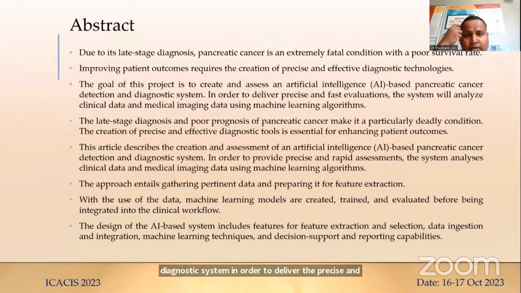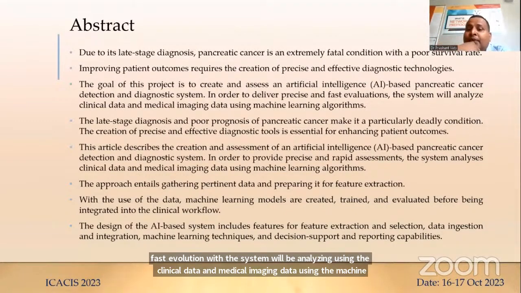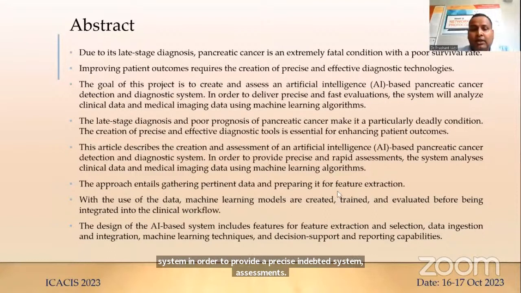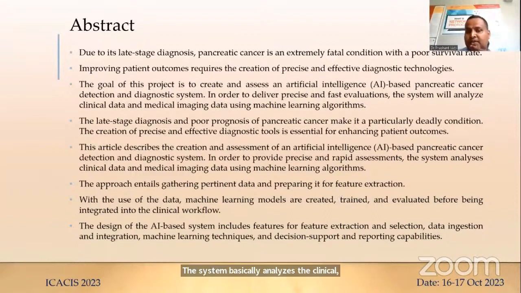The late-stage diagnosis, or poor prognosis, of pancreatic cancer makes it a particularly deadly condition, where a precise and effective diagnostic tool is essential for enhancing patient outcomes. So this article describes the creation and assessment of an AI-based pancreatic detection and diagnostic system. In order to provide precise and rapid assessments, the system analyzes clinical data and medical imaging data using machine learning algorithms. This approach entails gathering the pertinent data and performing feature extraction.